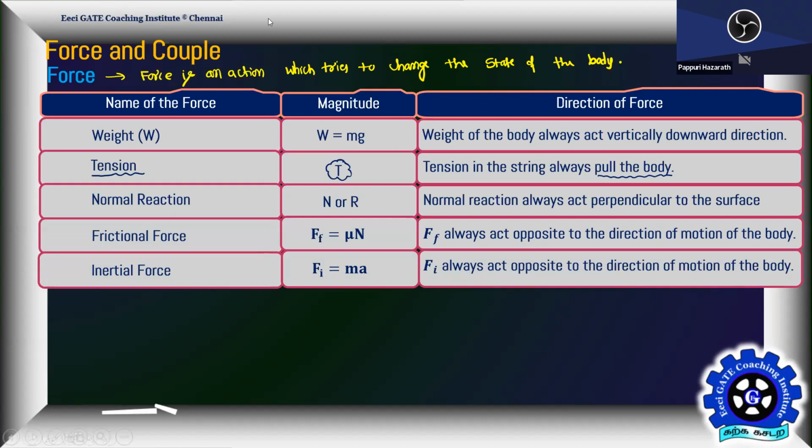Write down this table. So, total free body diagram. You will be playing a game with all free body diagrams by using this table. You will be using the same statements throughout the course.